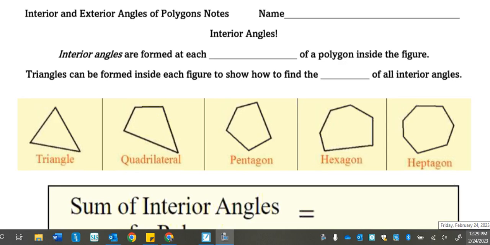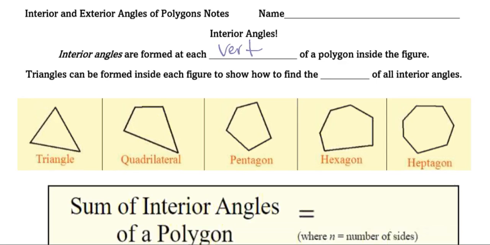All right, here we're going to be talking about the interior and exterior angles of polygons. We're going to focus mostly on regular polygons, but we're also going to just talk about it in general. So an interior angle is formed at each vertex of a polygon, and it's inside the figure.